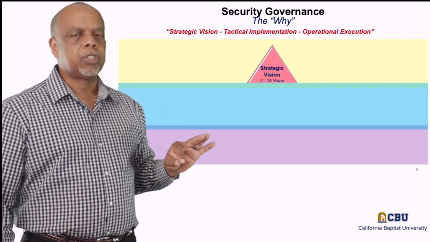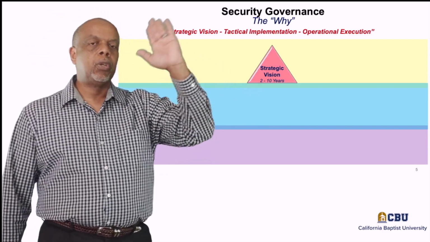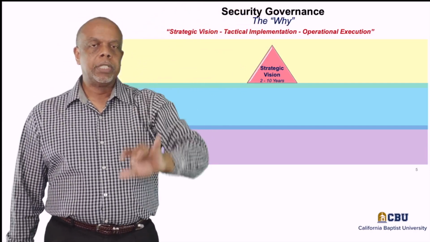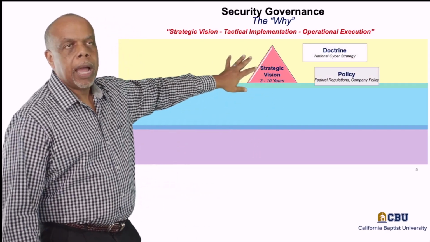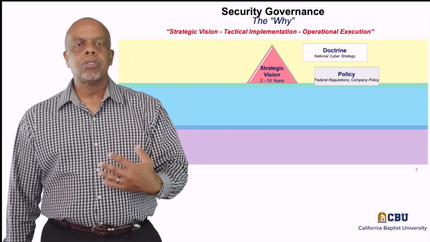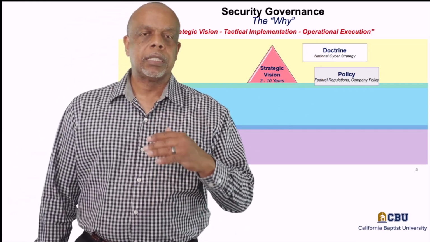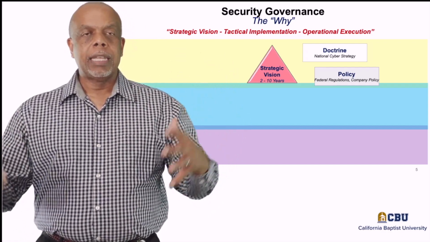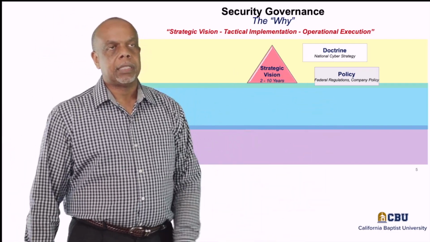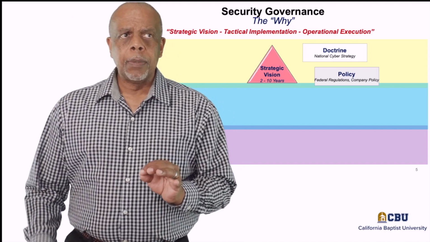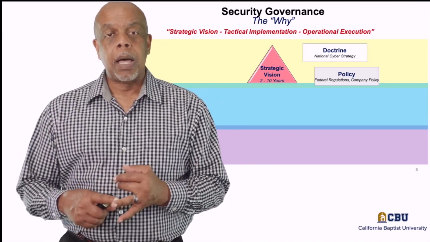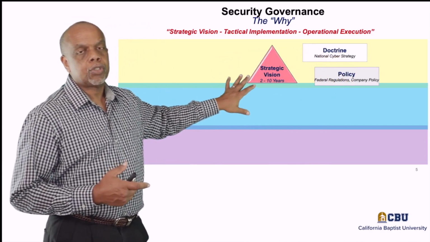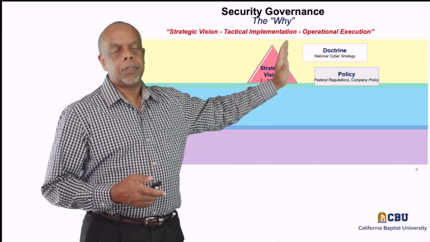So let's talk about that strategic vision. That strategic vision is looking at 2 to 10 years out, okay? This is where we are, but this is where we want to go in the future, that 2 to 10 year point out there. And this is where our doctrine comes in. When we talk doctrine, we're talking national level policies, cyber policies at the national, at the federal, and if you're in a corporation, at the industry level. And this is also where our policies come into play: federal regulations, company policies based on where you may work. So this is where these things align with the strategic vision, the strategic goals of the organization.